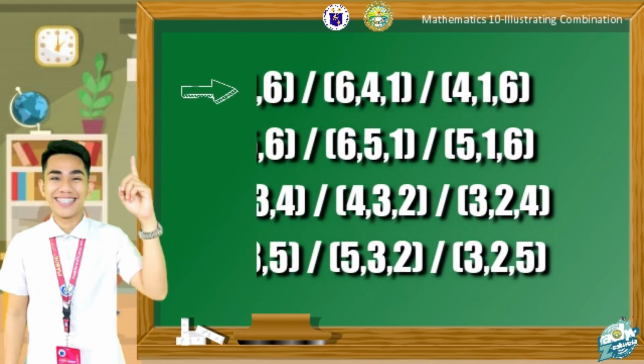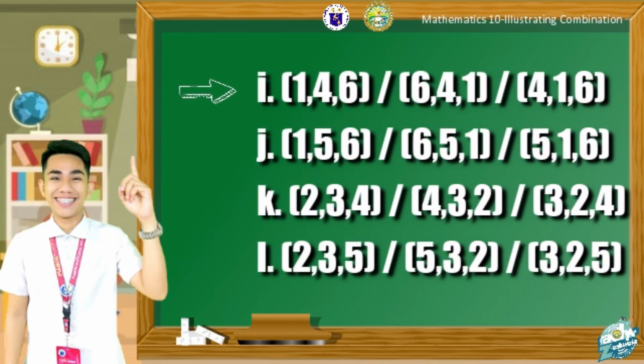Letter I. It could be 1, 4, 6, or 6, 4, 1, or 4, 1, 6. Letter J. It could be 1, 5, 6, or 6, 5, 1, or 5, 1, 6. Letter K. It could be 2, 3, 4, 4, 3, 2, or 3, 2, 4.